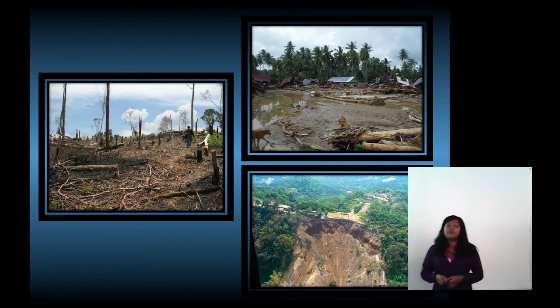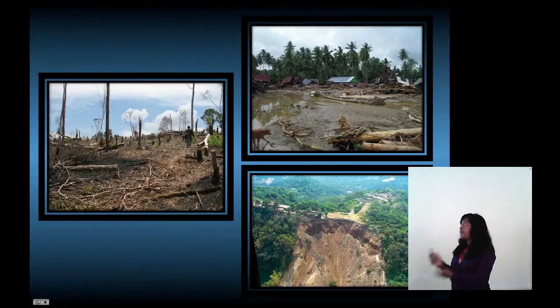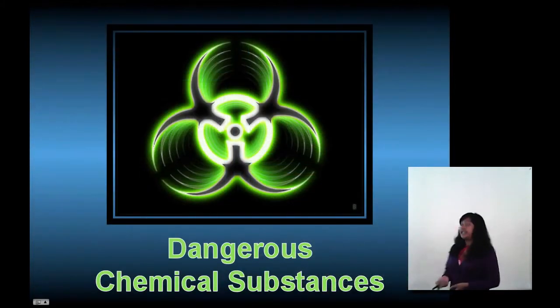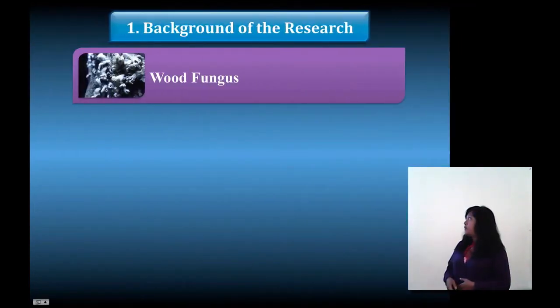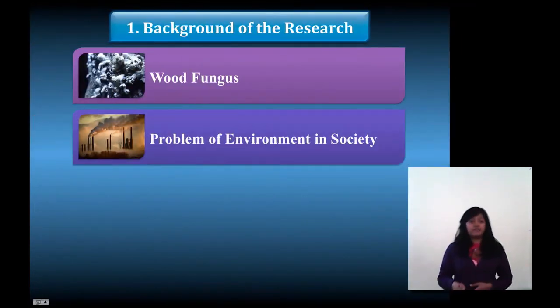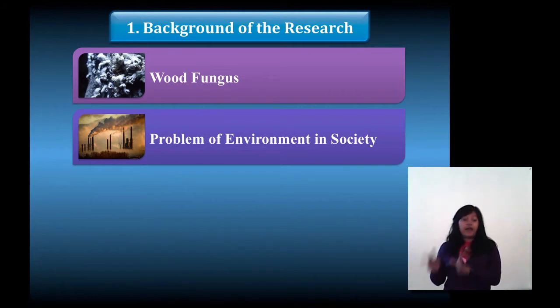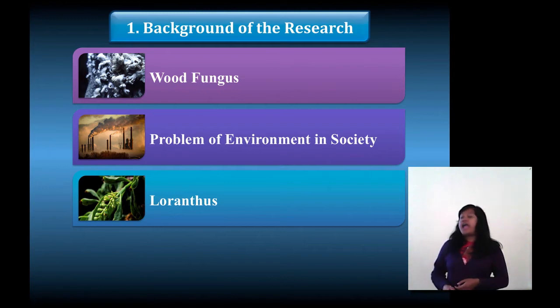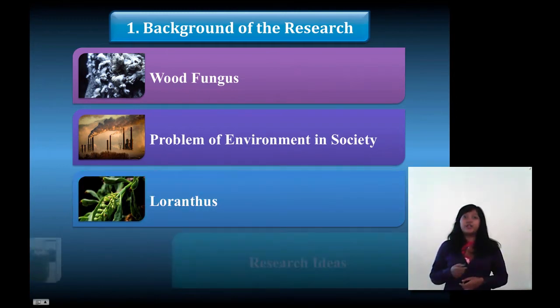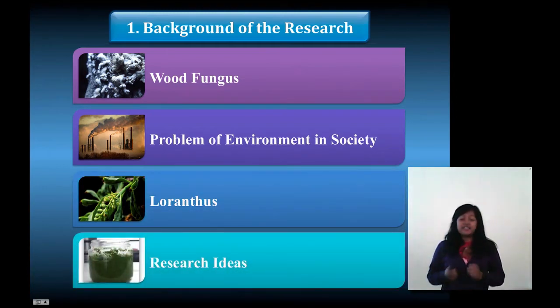But if the factory use the chemical antifungal or the synthetic antifungal, they contain the dangerous chemical substances that is so dangerous in the environment or even the users itself. And it will make the problem of environment in society. Besides that, there is the parasitic plant that is called Loranthus. So I have the research idea to make the Loranthus to be the wood antifungal.